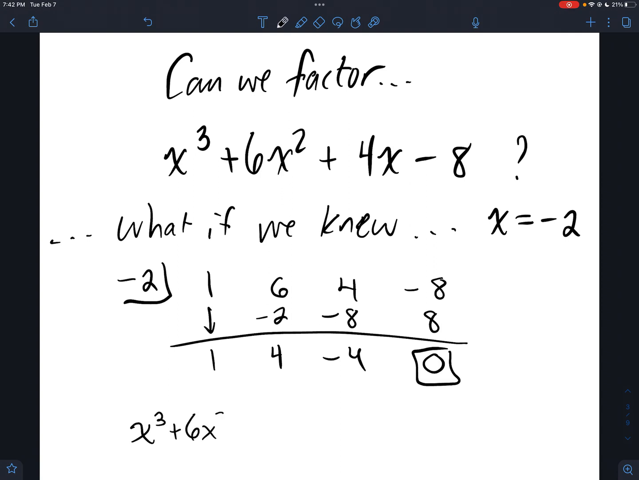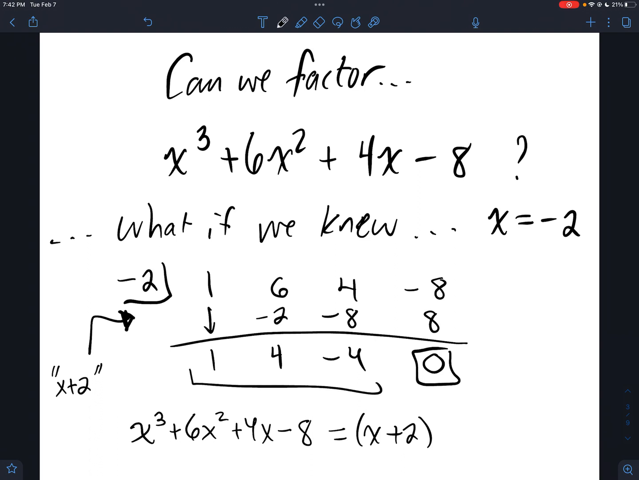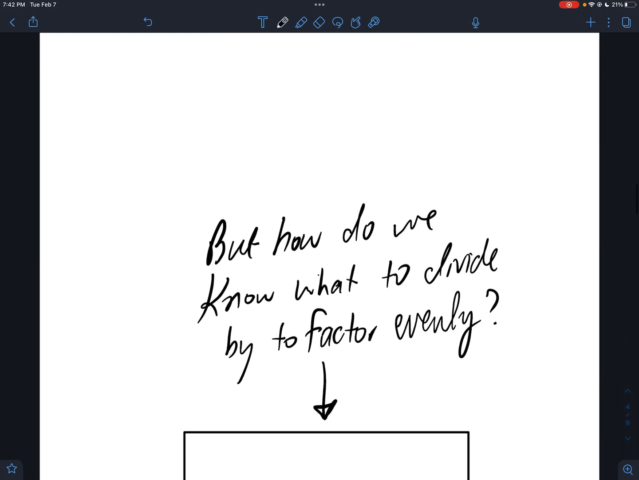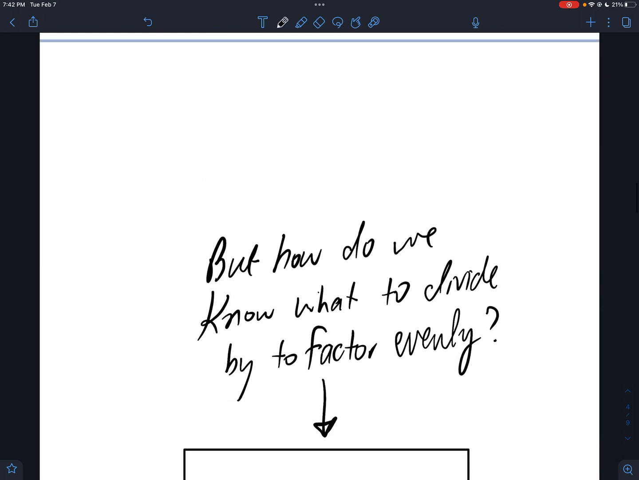The original cubic equals what we divided by. Remember, from synthetic division, this is really x plus 2. And we got an answer, this, which are the coefficients of the polynomial. So it's x squared plus 4x minus 4. Okay? So there is a way to do it.